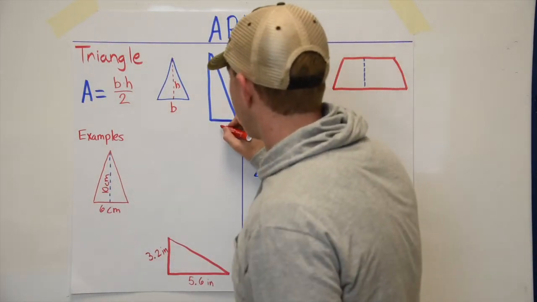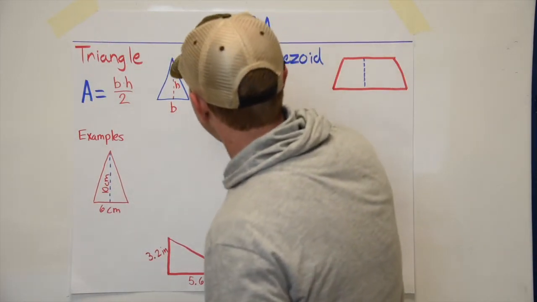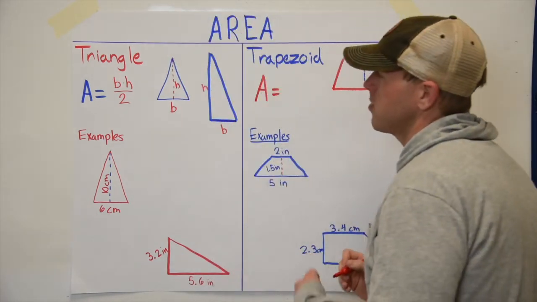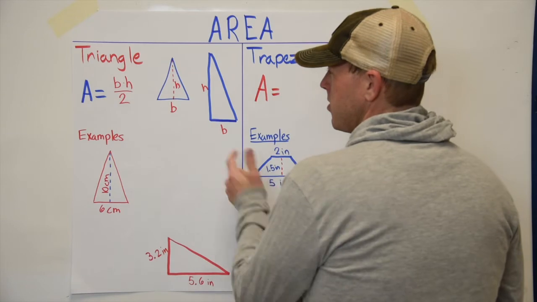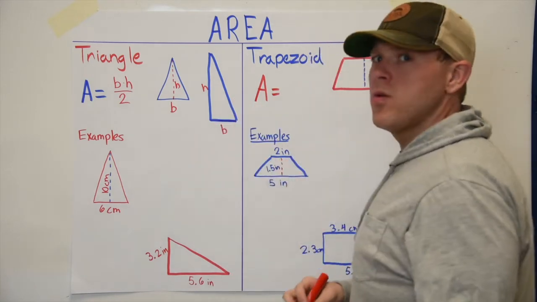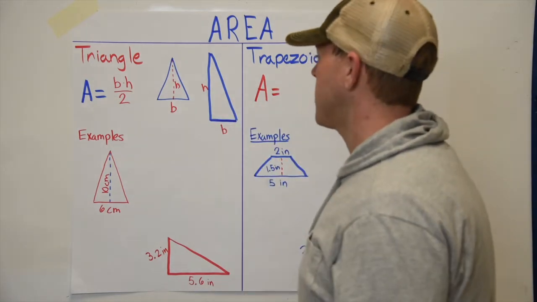So if you have a triangle like this, this is your base, and actually this side is your height. Triangles are a little tricky because they can give you the height in the middle, or they can give you the height as one of the sides. You're going to have to see what kind of triangle it is.